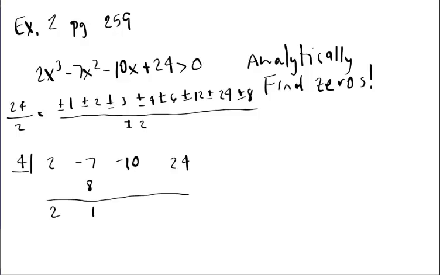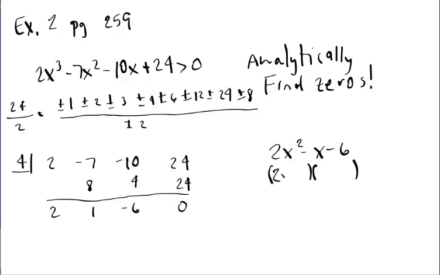It's 8, 1, 4, negative 6, 24. Perfect. So what I've got is 2x squared minus x minus 6. And I can check for another rational root, or I can look and see if this will factor. And this guy actually factors.